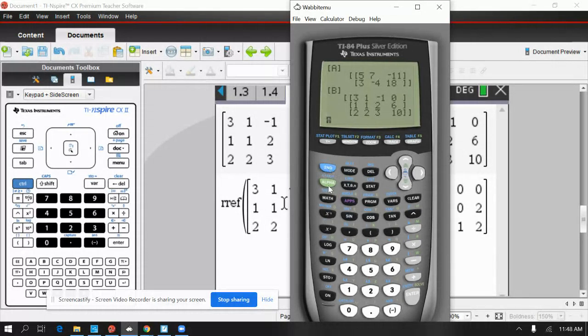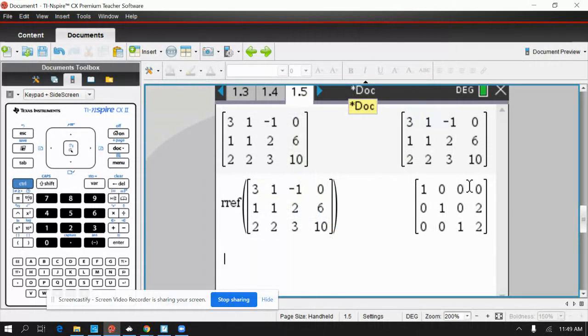And for the 84, we go back to the matrix menu, I go to math, I scroll down and I look for RREF. There it is, RREF. I want to take the reduced row echelon form of matrix B. So I go back to the matrix menu, make sure I'm in names, and I want matrix B. I press enter, and there I get X is 0, Y is 2, Z is 2. So that's the answer.